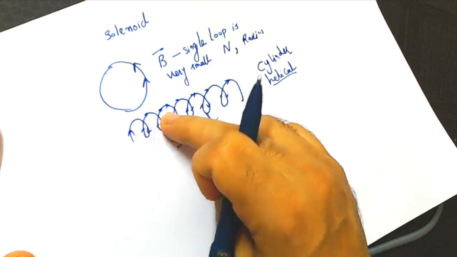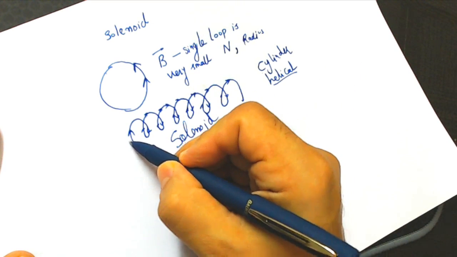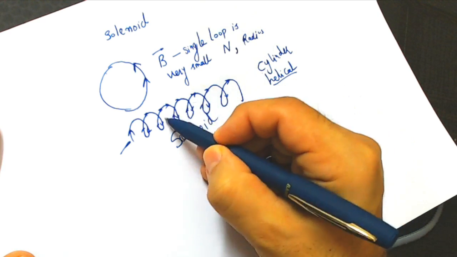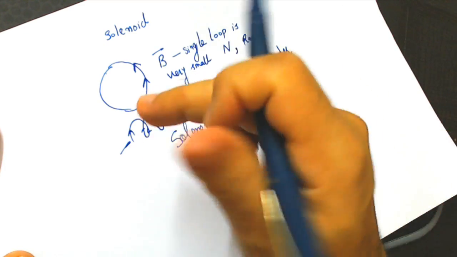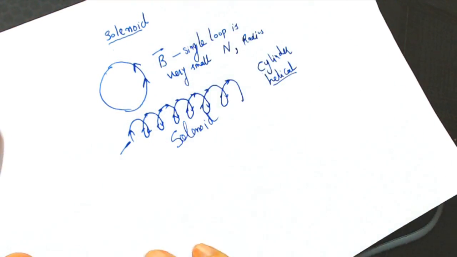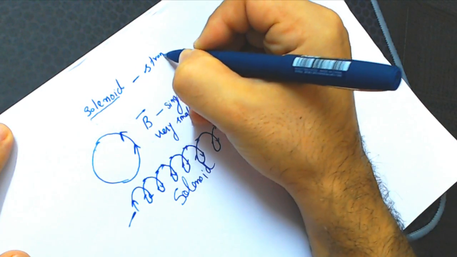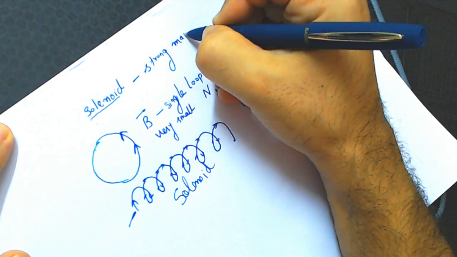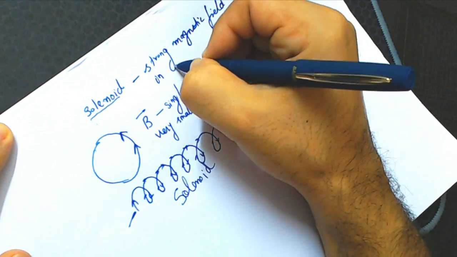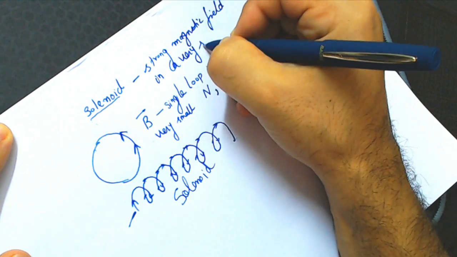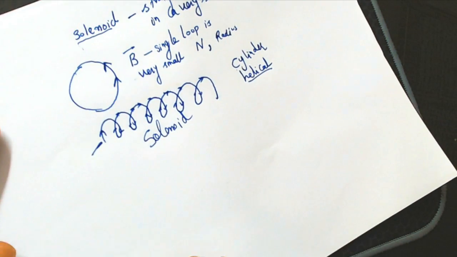So, in this region, which is away from the periphery of the solenoid. So this is your periphery, and this is the center of the solenoid. You get a strong magnetic field in the center of the solenoid. So the objective of the solenoid is to produce a strong magnetic field, all right, in a very small region. That's the purpose of the solenoid.